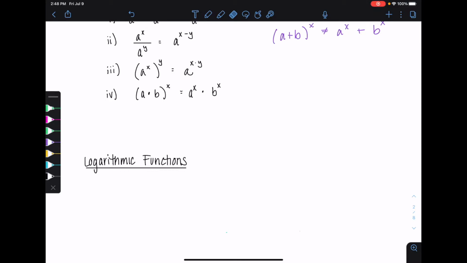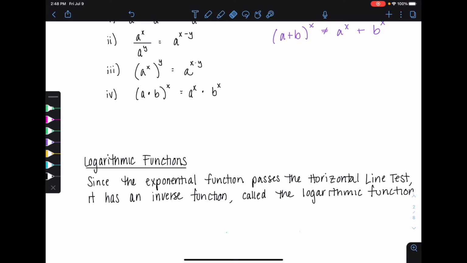Because this exponential function passes the horizontal line test, we know it has an inverse. So that's what we use to check whether something was one-to-one. We're going to dive into this a little bit deeper in section 5.3, but we're going to utilize your knowledge. You've seen this before to go through it.